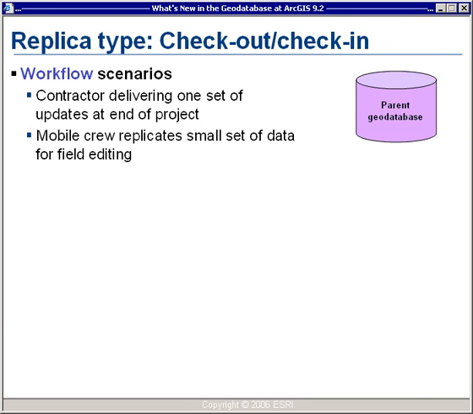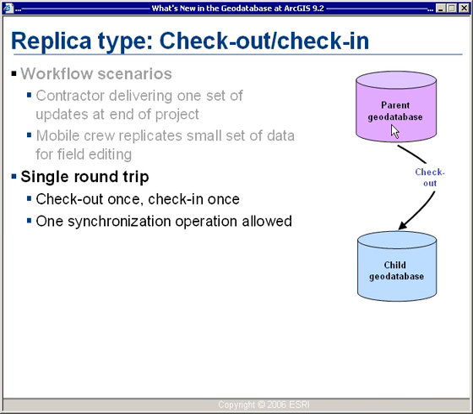The first type of replica we're going to look at is called the checkout/check-in replica. This is also called single generation replication. For example, perhaps you have a contractor that is responsible for delivering one set of updates at the end of the project. This data only needs to be synchronized once at the end of the project. So from the parent geodatabase, you check out a subset of the data, and that is now living in your child geodatabase. The child geodatabase can be a personal geodatabase on Access, it can be a file geodatabase, or it can be one of our ArcSDE geodatabases.